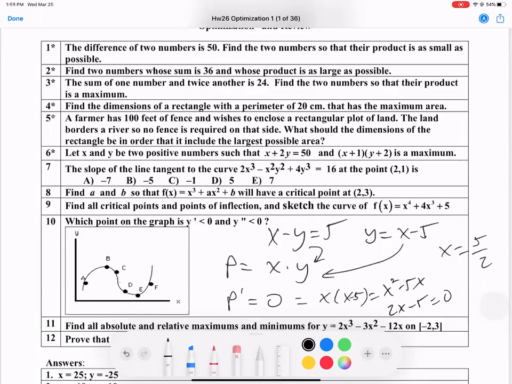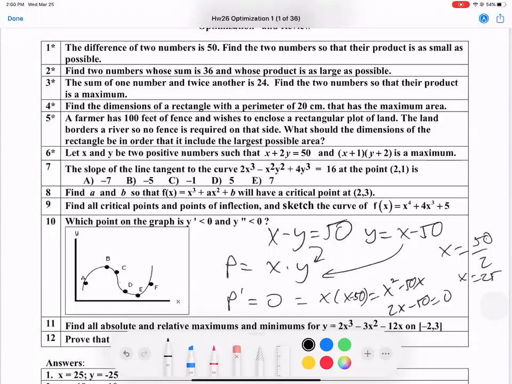I messed up. Wait. Oh, thank you, 50. Thank you, Maya. That's what she meant, 50. I was like, what? 50, 50, 50. And x is equal to 25. There you go. Yeah, I can see you guys laughing.